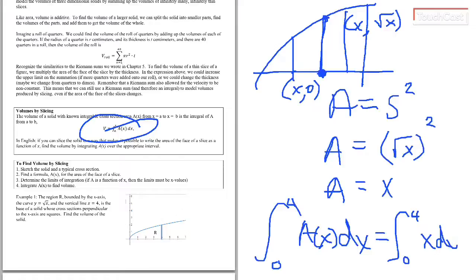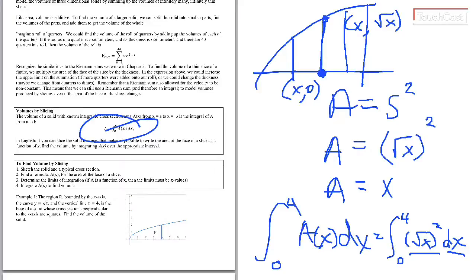Just for clarity, there's nothing incorrect about what I wrote, but to help us see the progression, that's the same as saying the integral from 0 to 4 of side squared, which is radical x squared dx. So that can help you make the connection between the area of a square, which is side squared, times the thickness. So area times thickness.